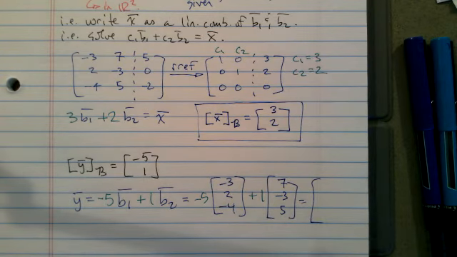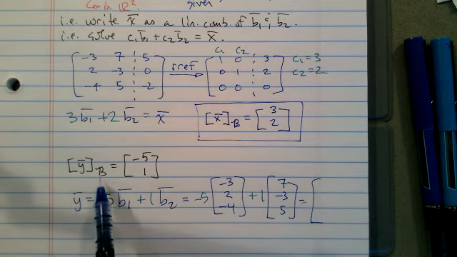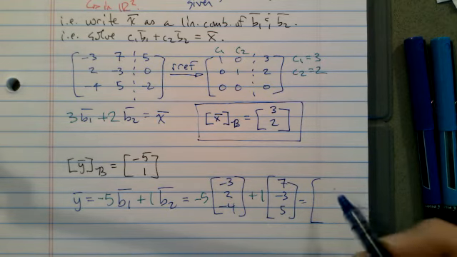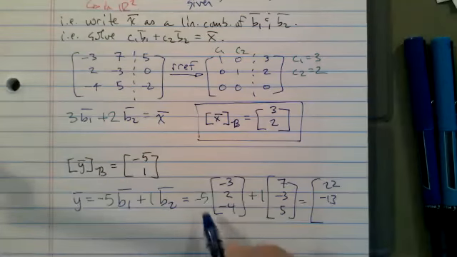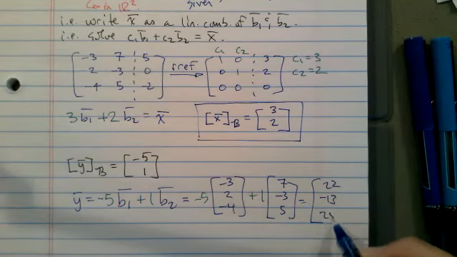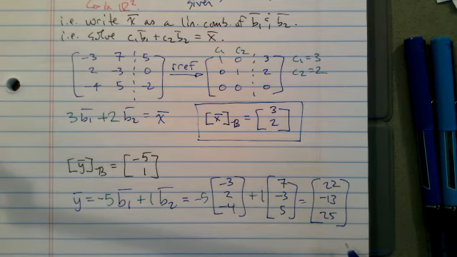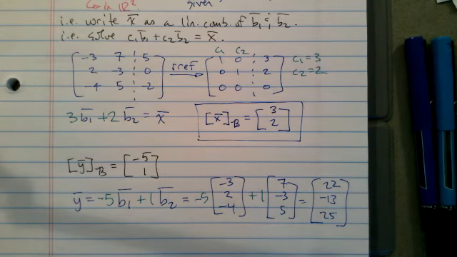Notice that we're going to get a vector in R3 because y is an element of H, which is a subspace of R3. So y is in R3, even though the coordinates of y relative to B are in R2. So 15 and 7 is 22. -10 minus 3 is -13. 20 and 5 is 25. So there's the vector y. Here are the coordinates of y relative to the basis B. Any questions?